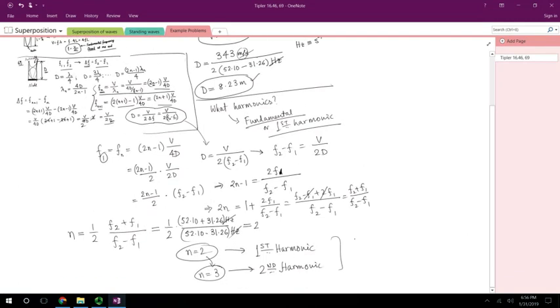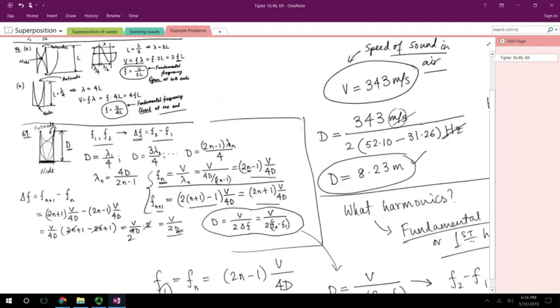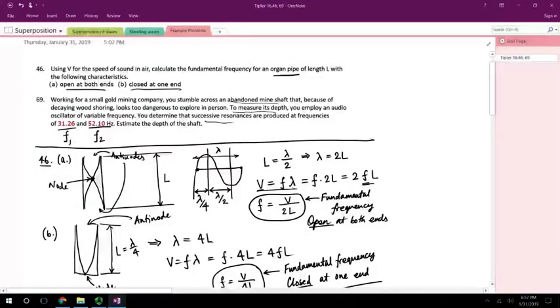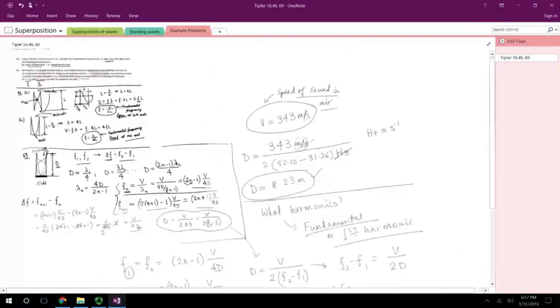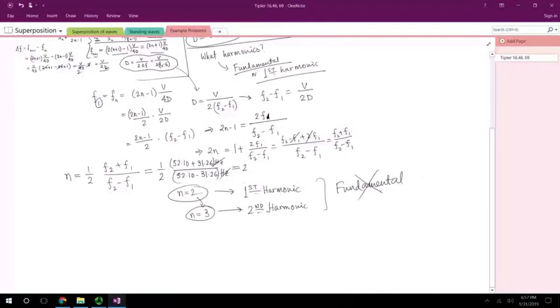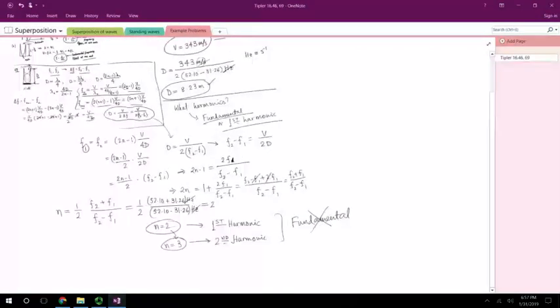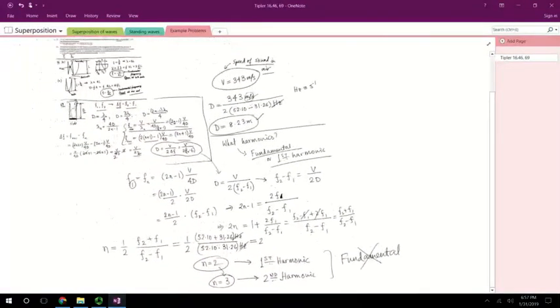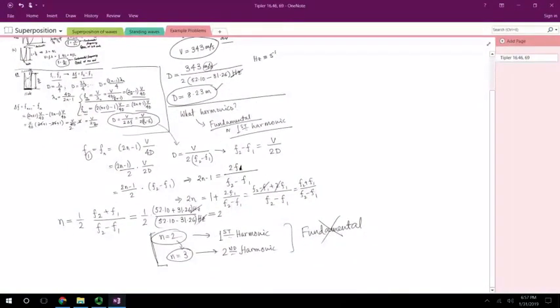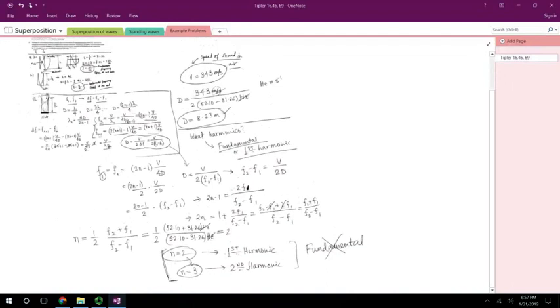This does not include the fundamental, right? So it's not the fundamental. If you started this problem by assuming that the lower frequency was the fundamental frequency, then that would give you a wrong result. All right, so that's the crucial point in this problem. And we can actually use this problem also to figure out the number of the harmonics. Okay, so that's it for this video.